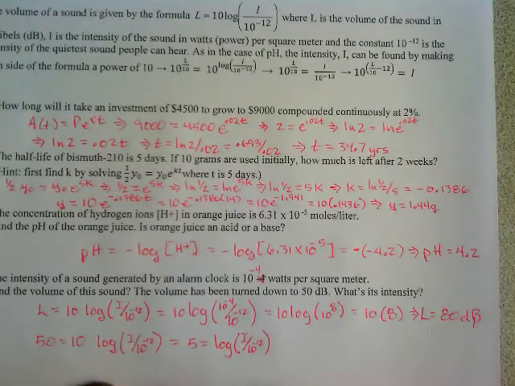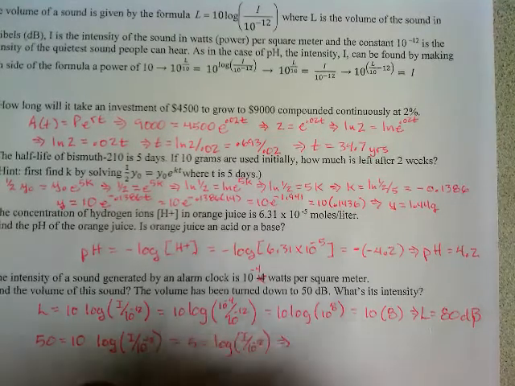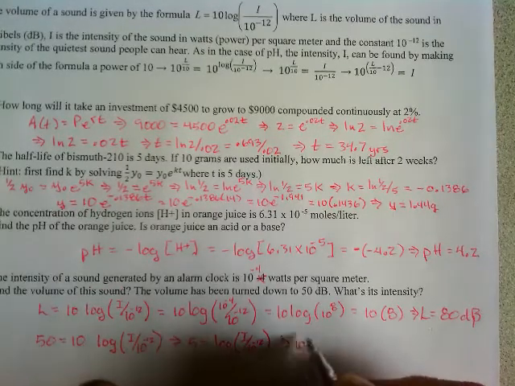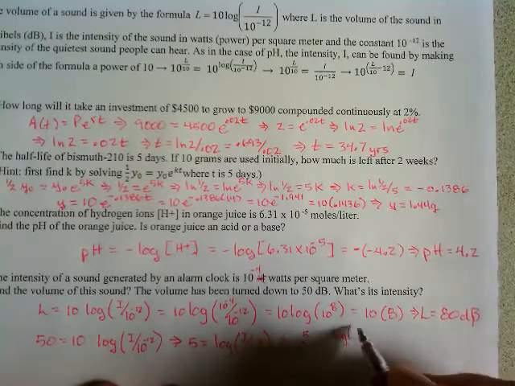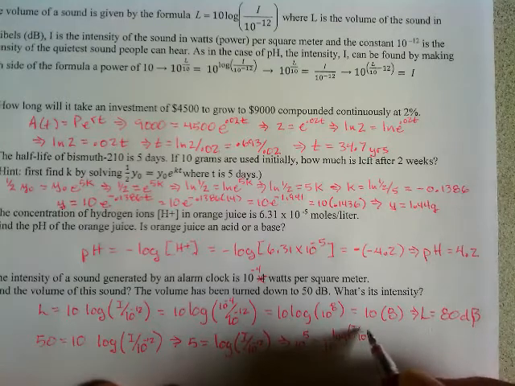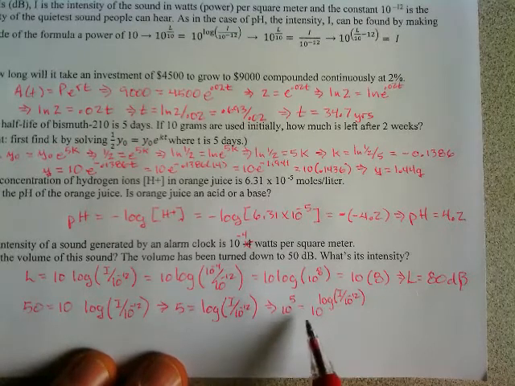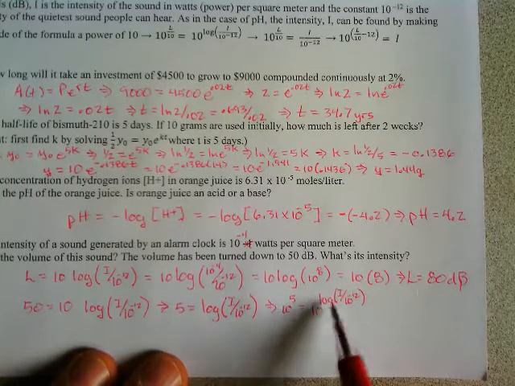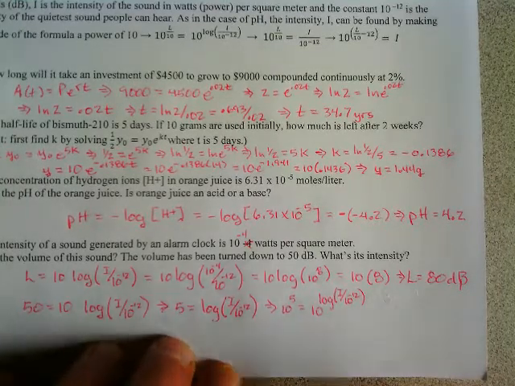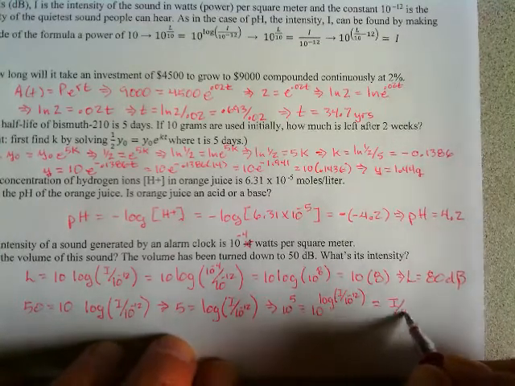Now we take each side and make it the exponent. So 10 to the 5th will equal 10 to the log of I over 10 to the -12. Remember that for log base 10, the inverse is 10 to the x, and so these two will basically cancel out, leaving us with just I over 10 to the -12.